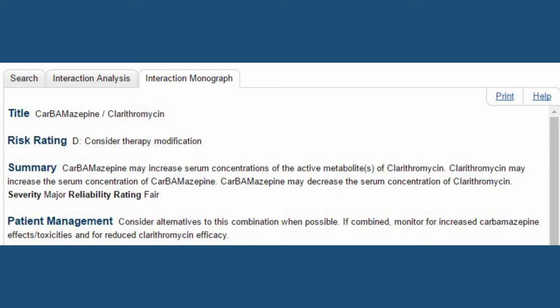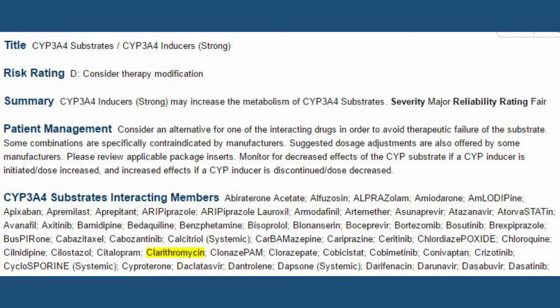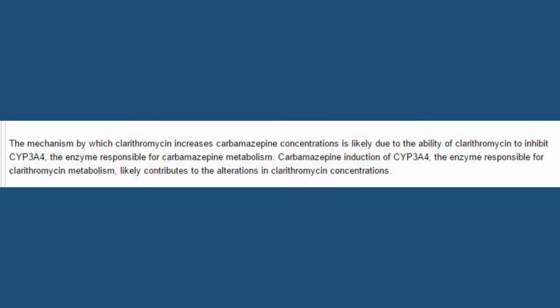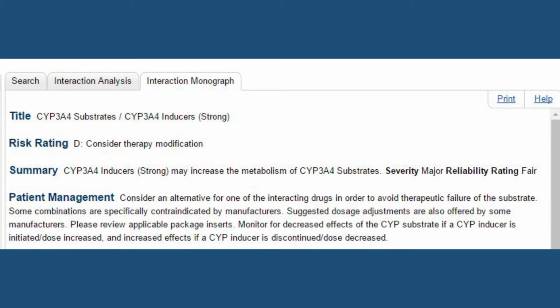Carbamazepine and clarithromycin have a two-way interaction. Both drugs are metabolized by 3A4. Clarithromycin is an inhibitor of 3A4, which can cause slower metabolism of carbamazepine and thus higher concentrations. Carbamazepine is an inducer of 3A4, which increases metabolism of clarithromycin, leading to lower serum concentrations.